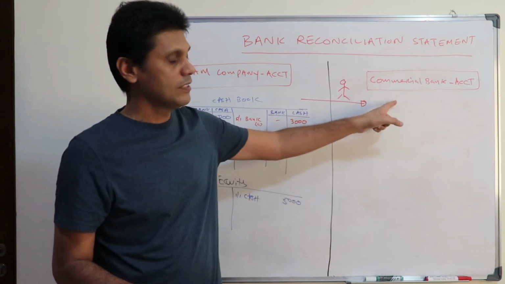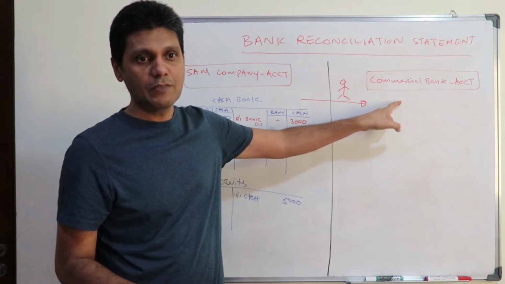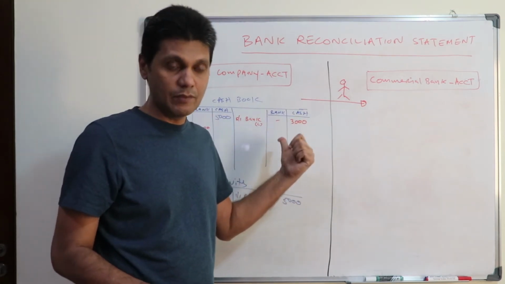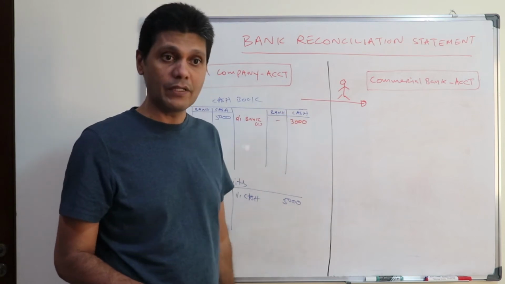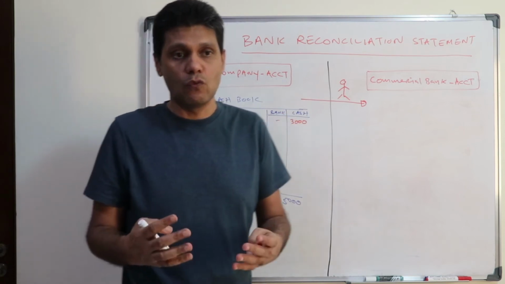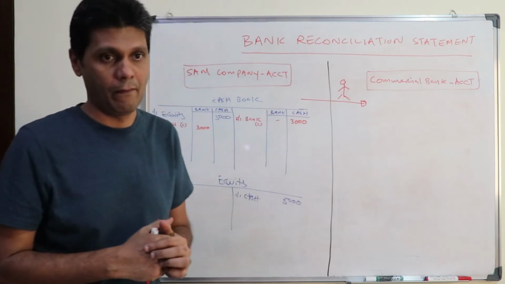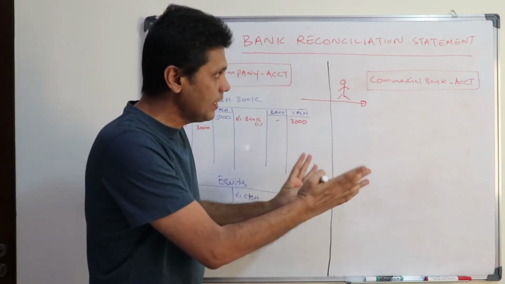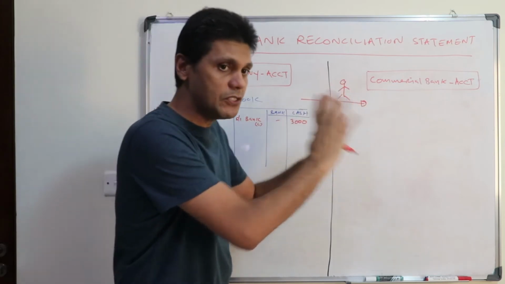The moment the accountant of Commercial Bank receives the cash from Sam Company, what will he do? Now you have to think of the story from the point of view of Commercial Bank.